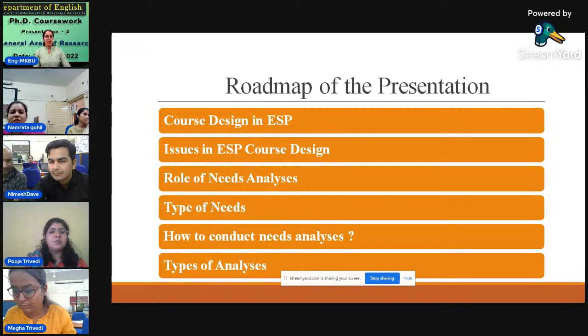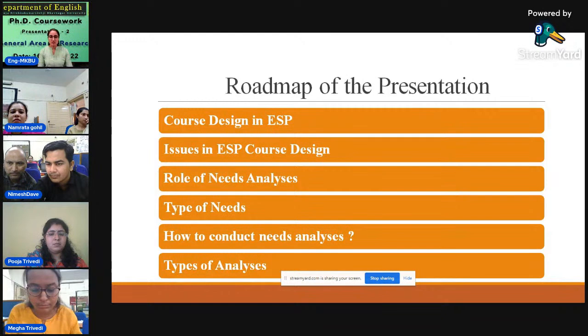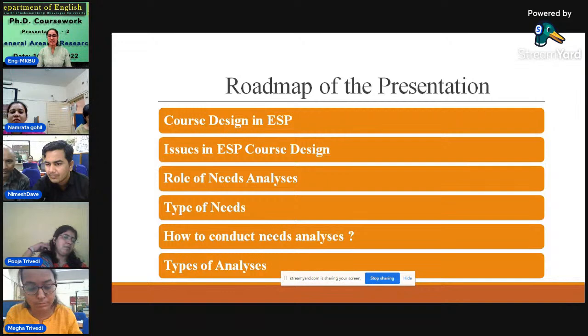Then, when we try to design the course in the context of ESP, there are some issues. So we will discuss the issues, and to solve those issues, the role of need analysis, types of needs, how to conduct need analysis, and other types of analysis that can be helpful in the process of need analysis.